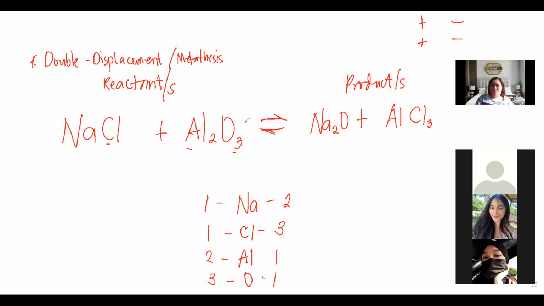Since hindi ko pala mabalance si chlorine, I would like to, since this is trial and error, I'll start with aluminum. Okay. Let me start with aluminum. I'll balance aluminum first, but since kasama niya si chlorine, this will become 6. Again, this will become 6 here. Let me try if I can balance this. And then, what else? I'll try to place 6 here. So this becomes 6 now. And sodium will also become 6.